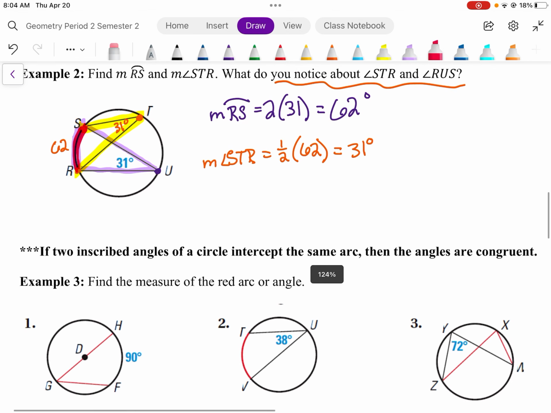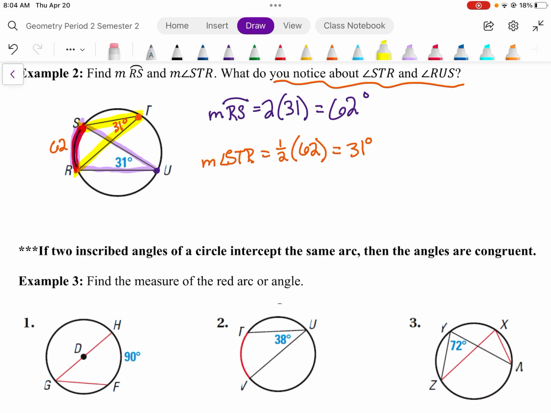So the reason we did this problem is to go over this property. If 2 inscribed angles of a circle intercept the same arc, then the angles are congruent to each other. So anytime they intercept the same arc, they are congruent.